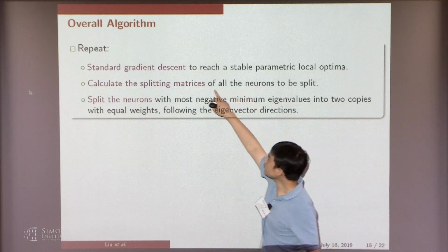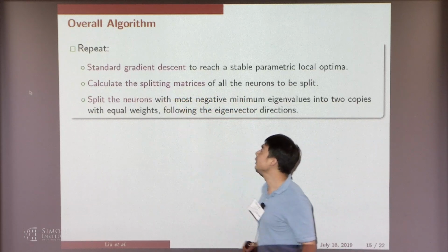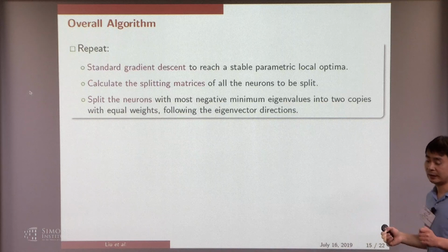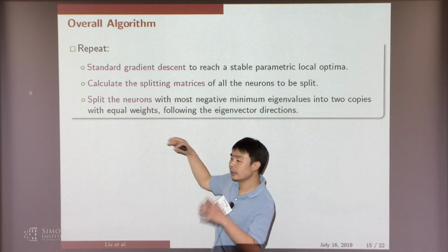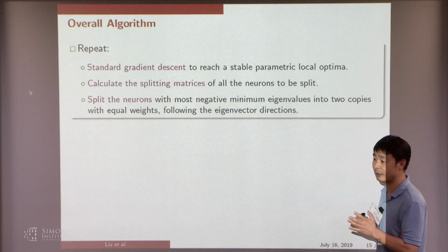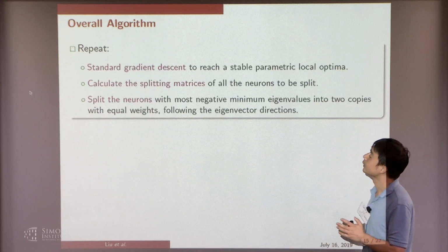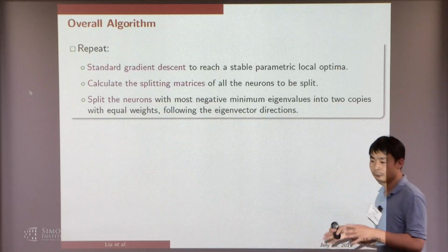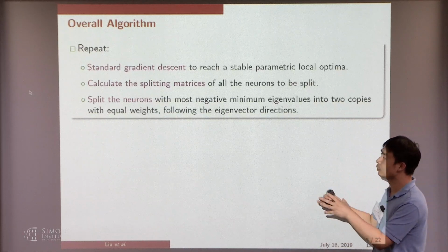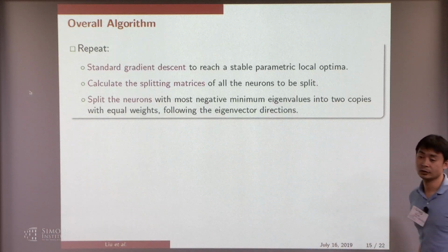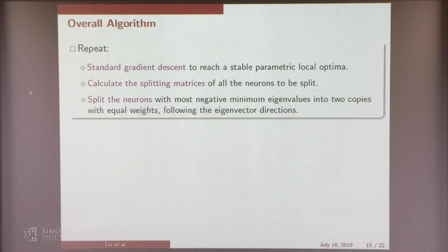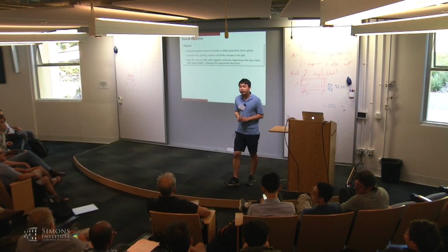And then I calculate the splitting matrices for all the neurons that can be split. Right? And then I will just pick the neurons with the most negative eigenvalues, minimum eigenvalues, and then split these neurons into 2 copies with equal weights, following the eigendirections of the minimum eigenvalue. Yeah. What does it mean, eigenvector direction?